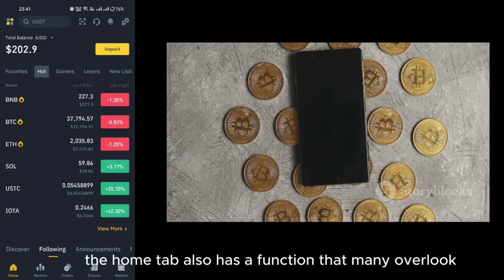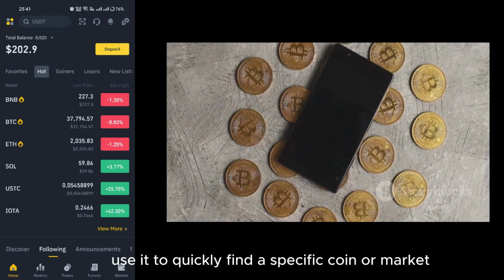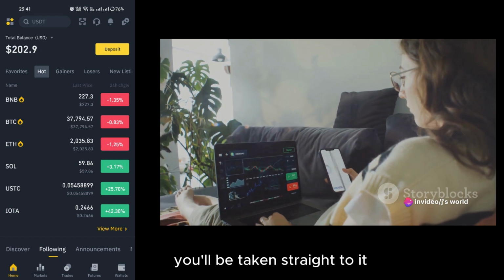The Home tab also has a function that many overlook: the search bar. You can use it to quickly find a specific coin or market. Just type in what you're looking for, and voila, you'll be taken straight to it.